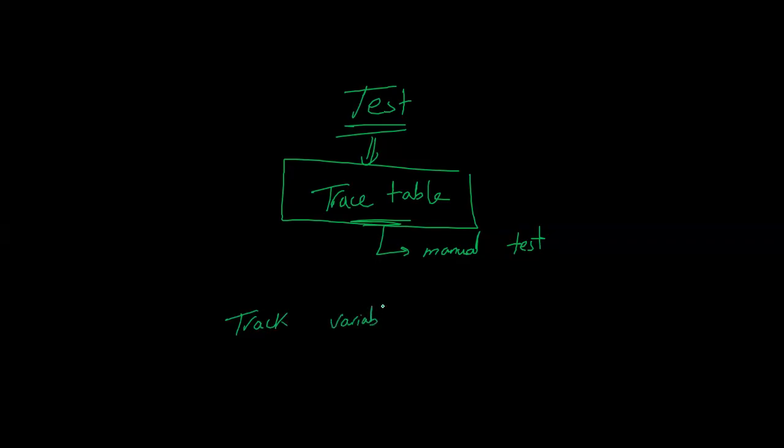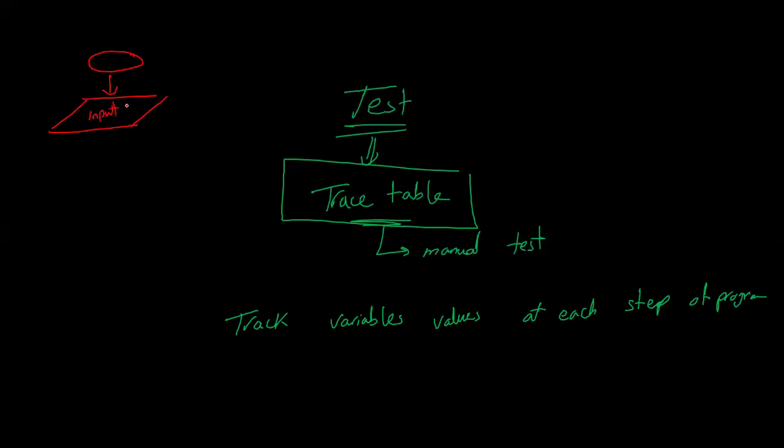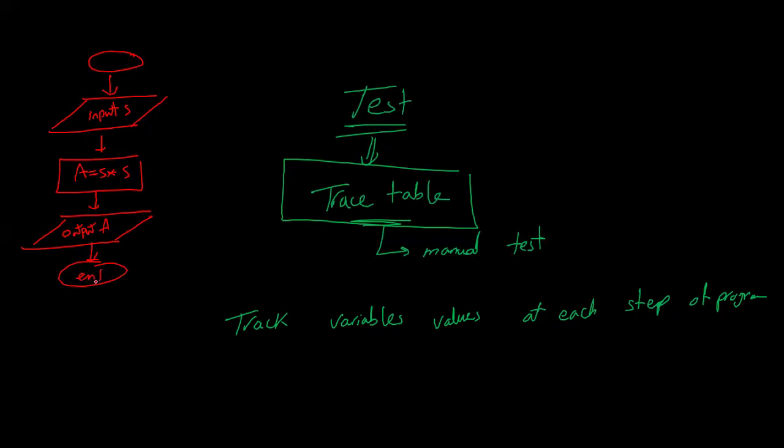This table is used to track variables' values at each step of the program. For example, if this is my program or my flowchart, I will input S, and I will calculate area equals S times S, and I will output area. So this is the program.